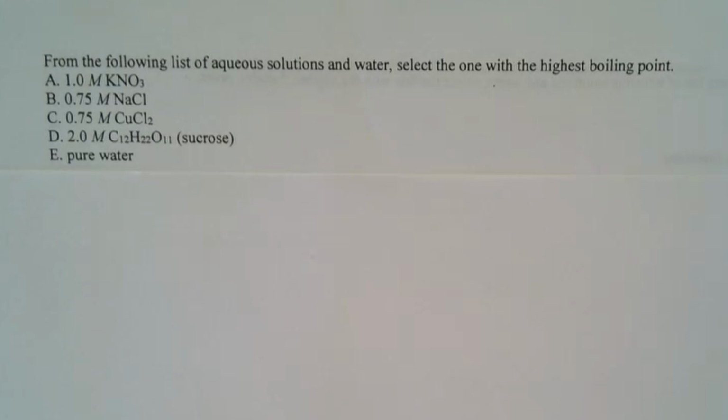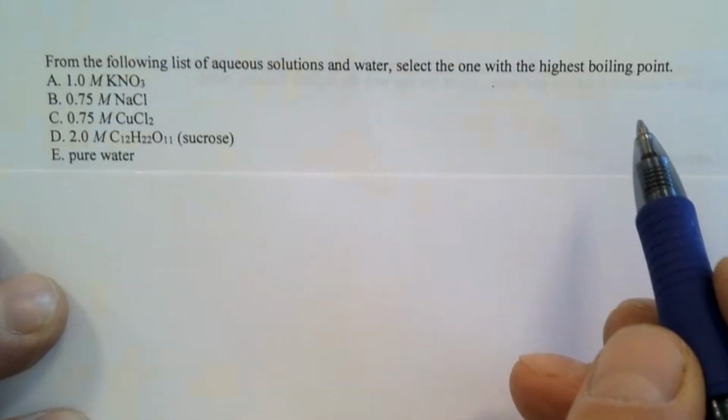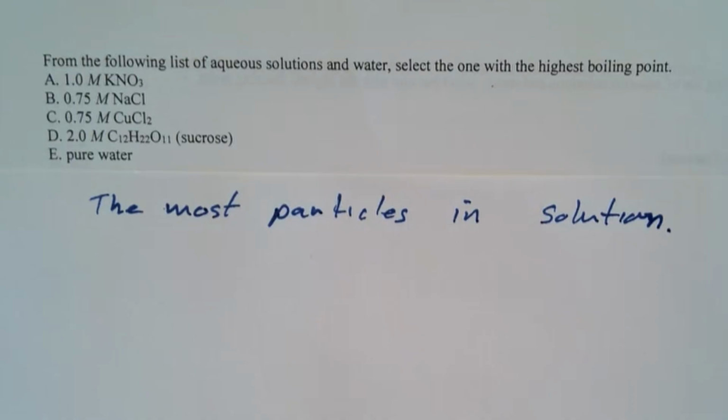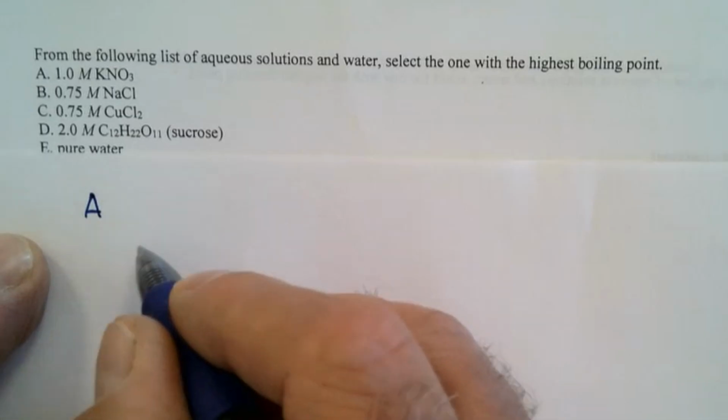From the following list of aqueous solutions in water, select the one with the highest boiling point. First thing we need to do is ask what that really means. That means the most particles in solution, because sometimes it might say highest freezing point, or it could say lowest boiling point. You want to make sure you get that straightened away.